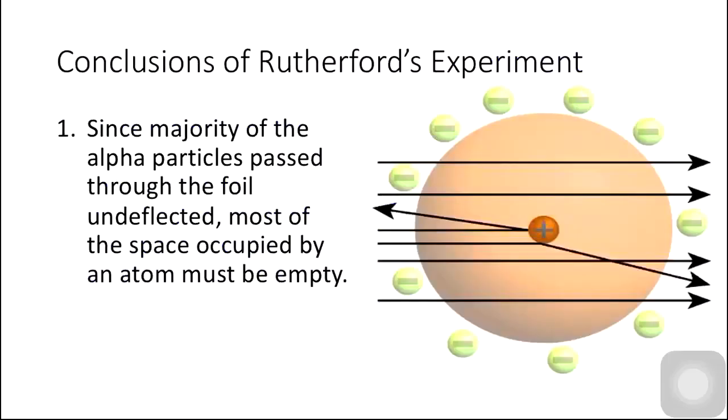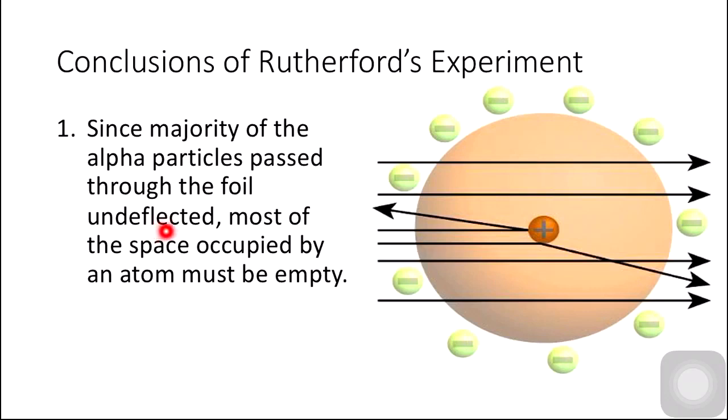On the basis of these observations, Rutherford drew some conclusions. According to Rutherford, since the majority of the alpha particles pass through the foil undeflected, most of the space occupied by an atom must be empty. In this statement, the word undeflected means the alpha particles go straight after hitting the thin gold foil.